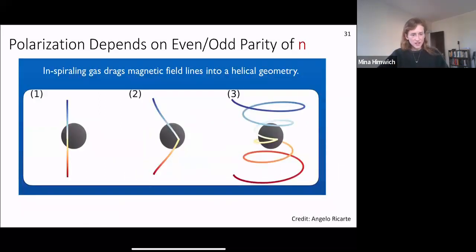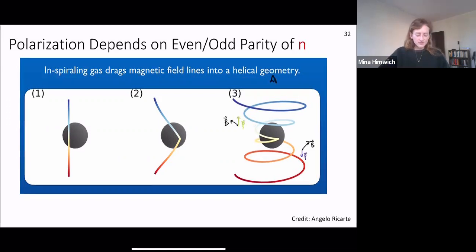Just to get a more physical picture of this, we can imagine some magnetic field configuration around a black hole, which is created when the accretion of gas around the black hole drags the magnetic field line into some geometry. Here it's being drawn into a helix. If we imagine photons emitted in this geometry, we have a photon with n half orbits in green and n plus 1 in purple, and the cross product P cross B will just be different generically for n and n plus 1.